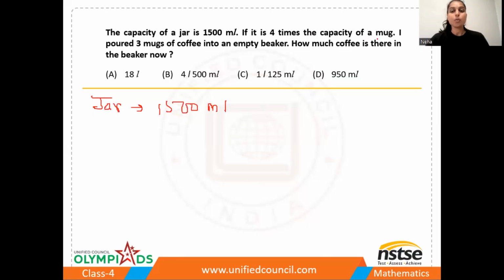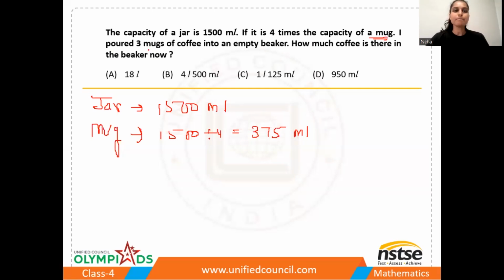Now, what is the capacity of the mug? The capacity of the jar is 4 times the capacity of the mug, right? That means the capacity of the mug is nothing but 1500 divided by 4, which is equal to 375 ml, right?